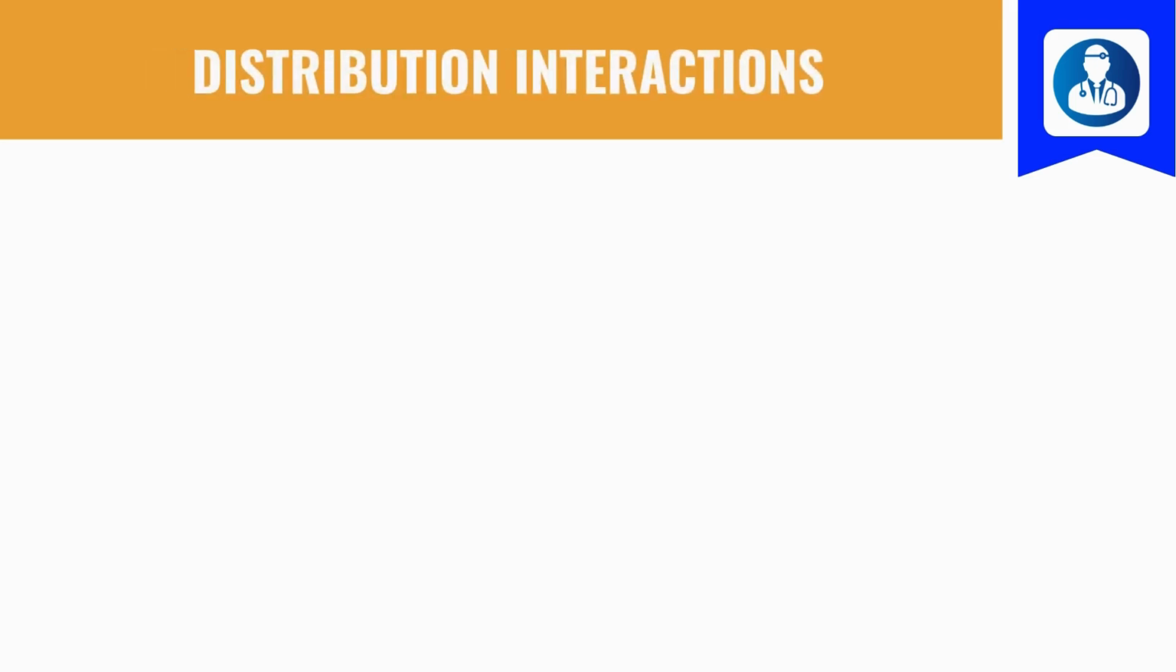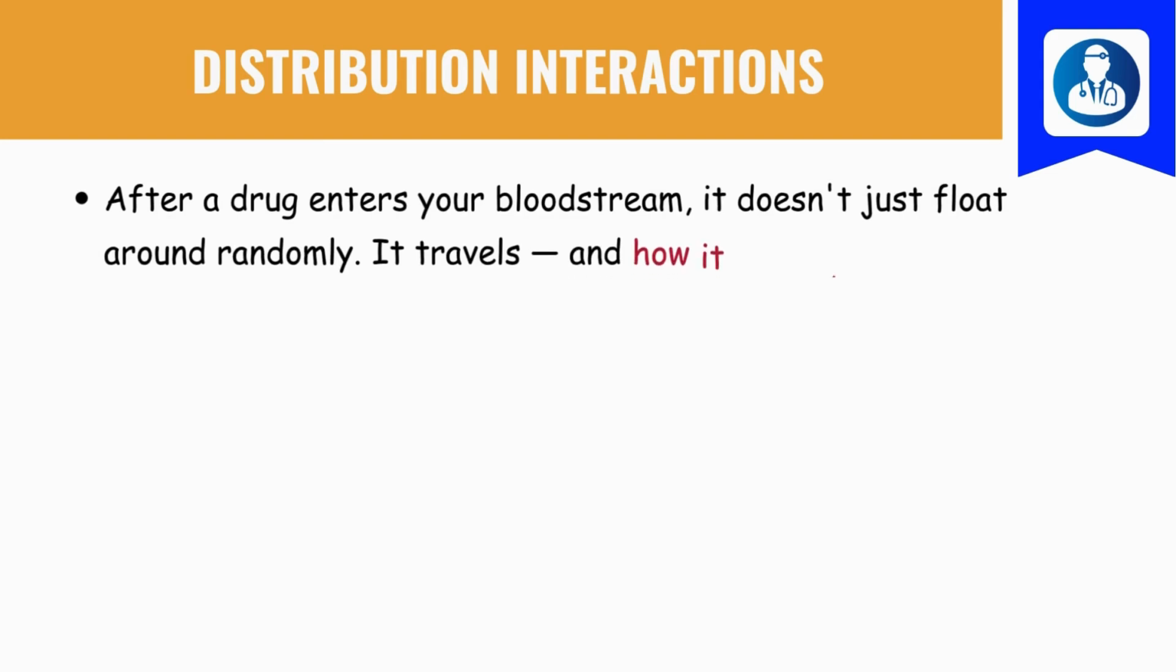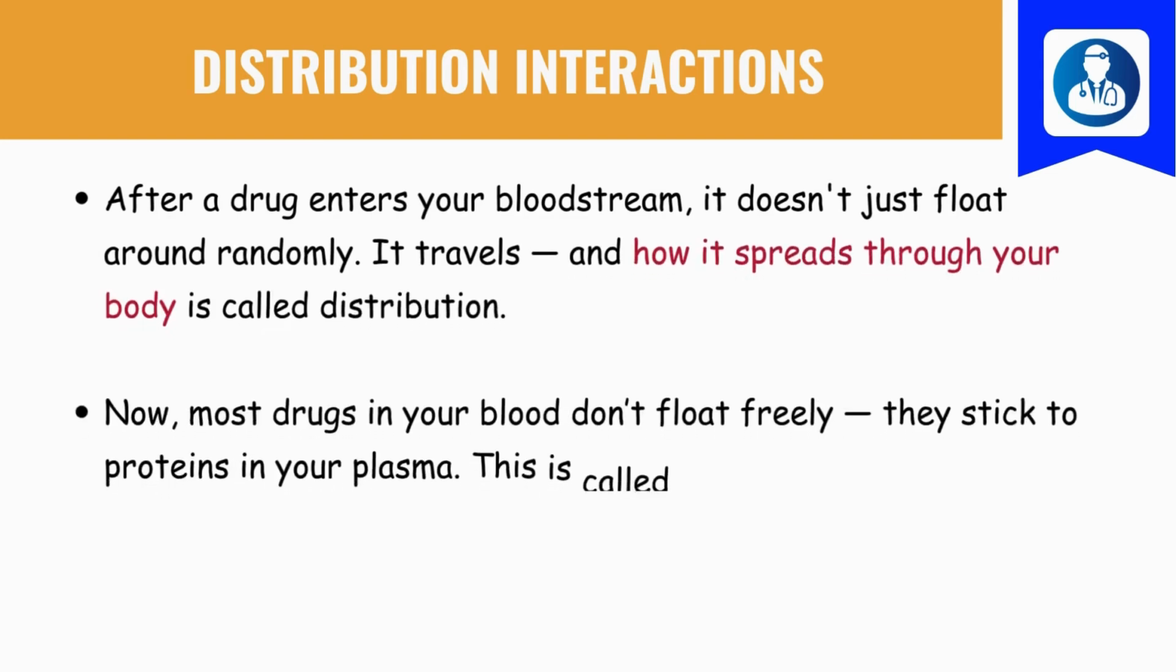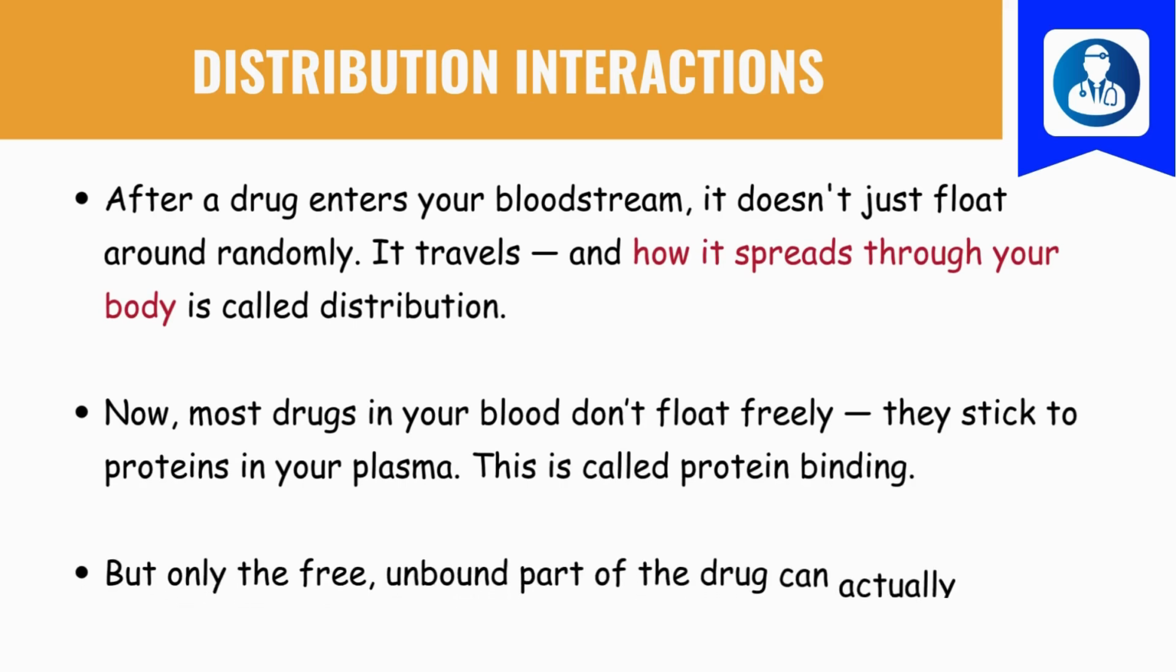Now let's talk about the second type of pharmacokinetic drug interaction, distribution interactions. After a drug enters your bloodstream, it doesn't just float around randomly. It travels. And how it spreads through your body is called distribution. Now, most drugs in your blood don't float freely, they stick to proteins in your plasma. This is called protein binding. But only the free, unbound part of the drug can actually work or be active.